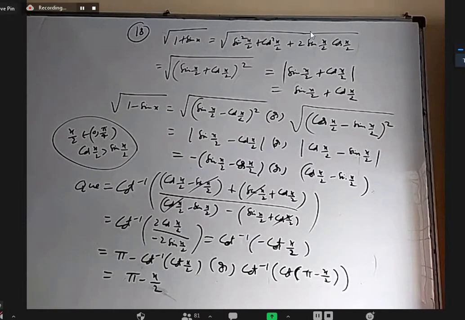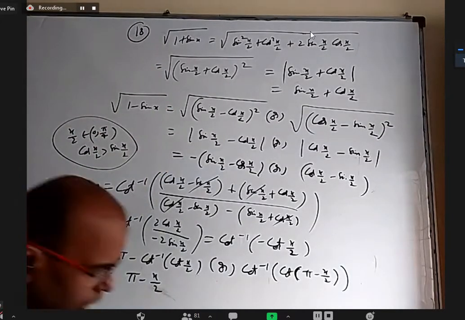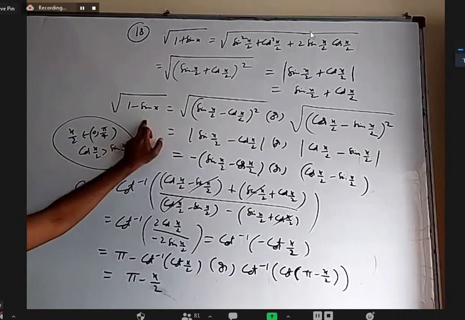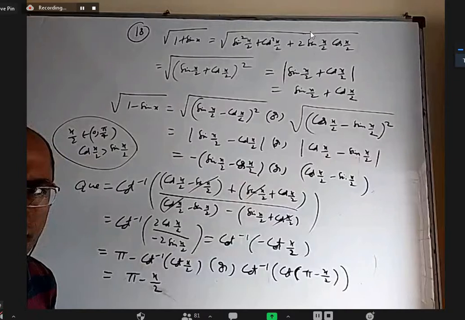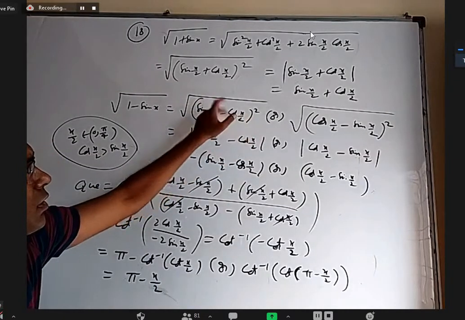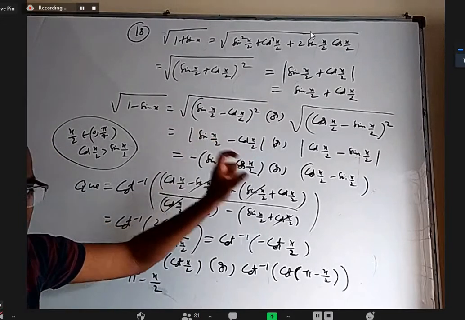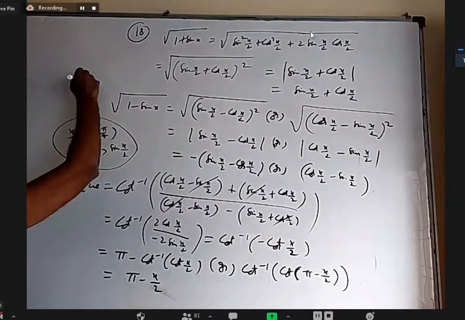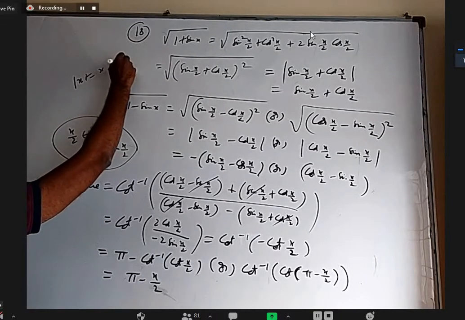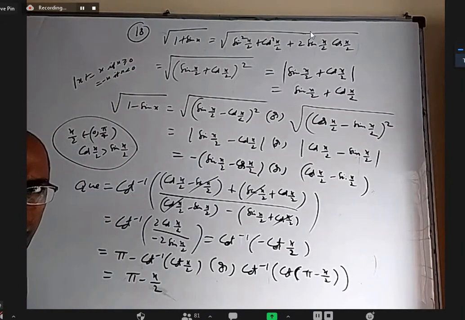Sir, can you explain the fourth step to the fifth step once again? This one, when you write a perfect square, A square plus B square minus 2AB, you can write A minus B whole square or B minus A whole square, doesn't matter. But root of n square, when you cancel, you cannot directly cancel, you have to write mod of that, right? Now, the mod x definition is equal to x if x is greater than or equal to 0, minus x if x is less than 0. Am I right?